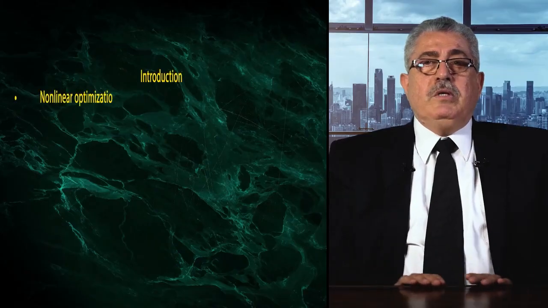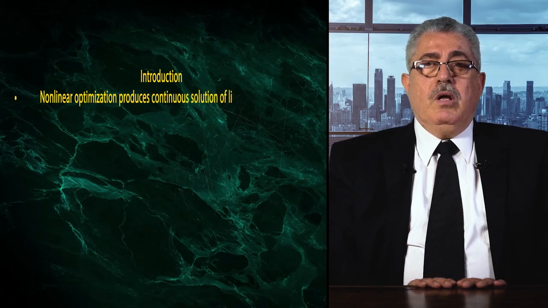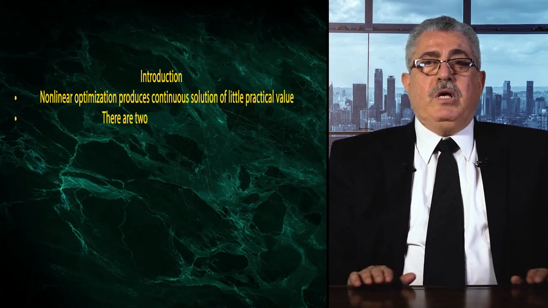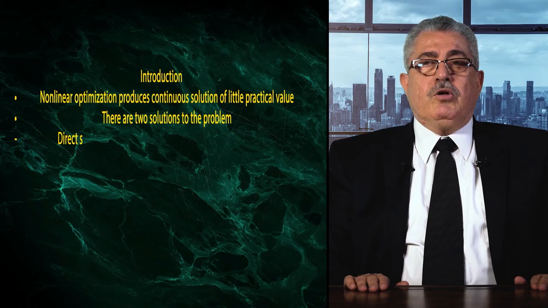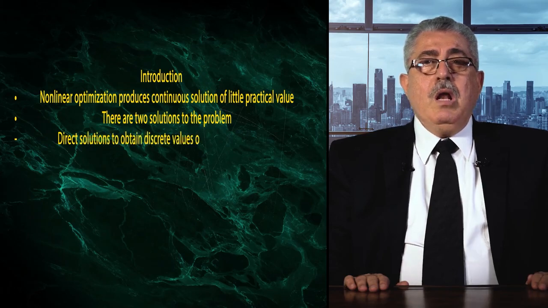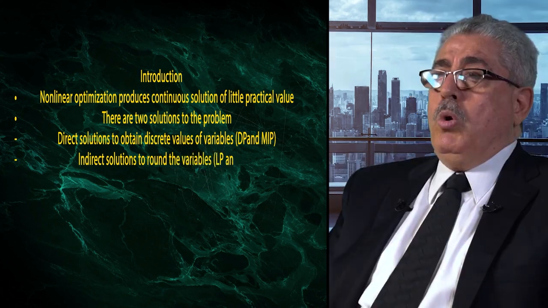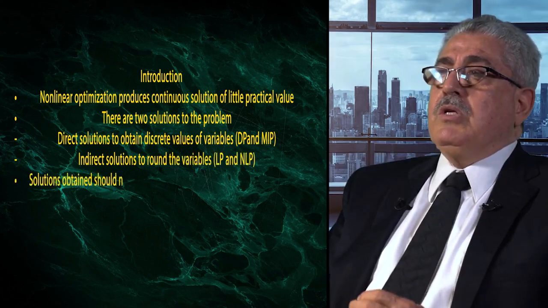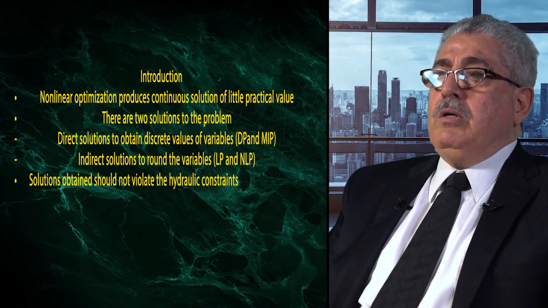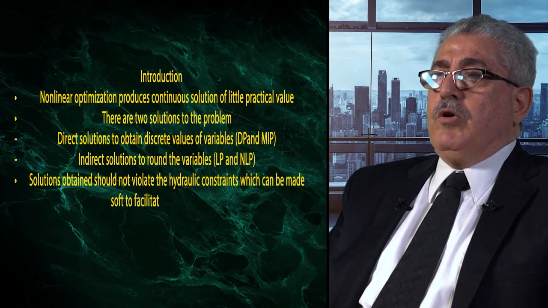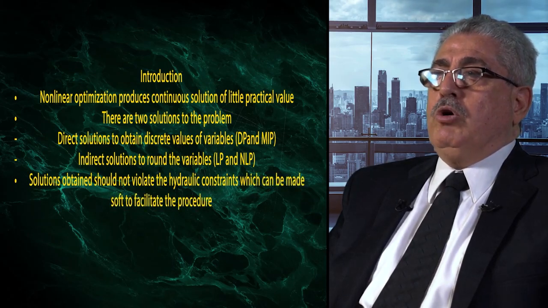The discretization problem. Since the obtained continuous solution is of little practical value, we need to find an optimal discrete solution. Such a solution can be obtained using a completely different optimization method like dynamic programming or mixed integer programming, or we use indirect solutions by rounding the continuous variables from the linear and nonlinear models.